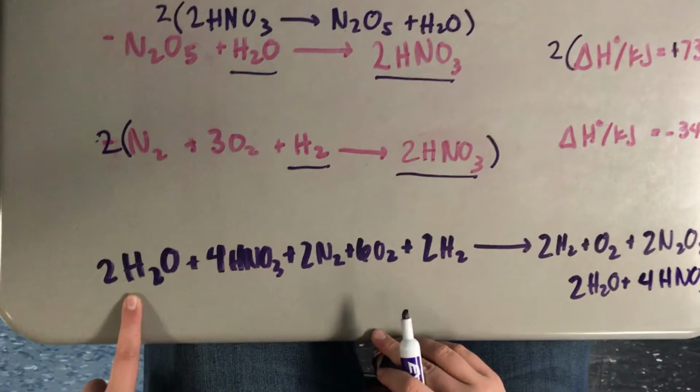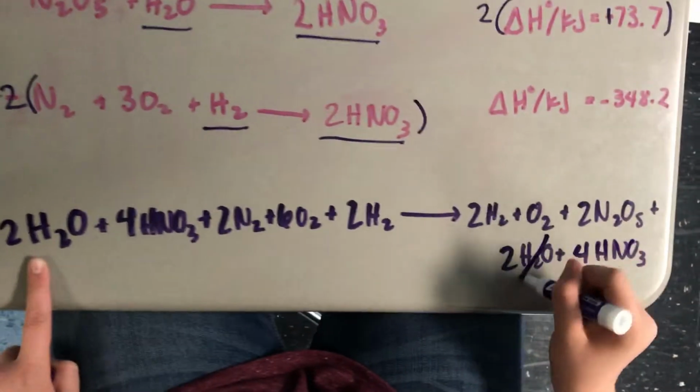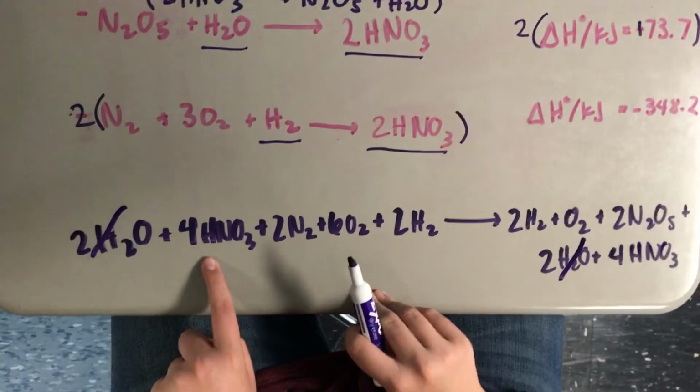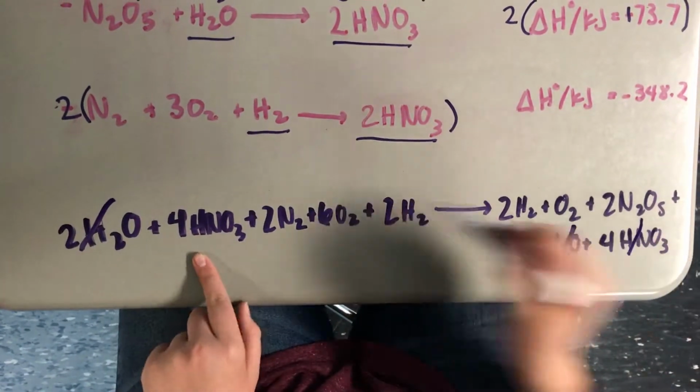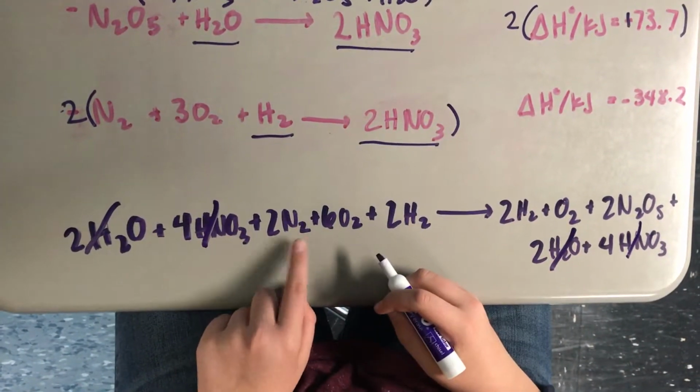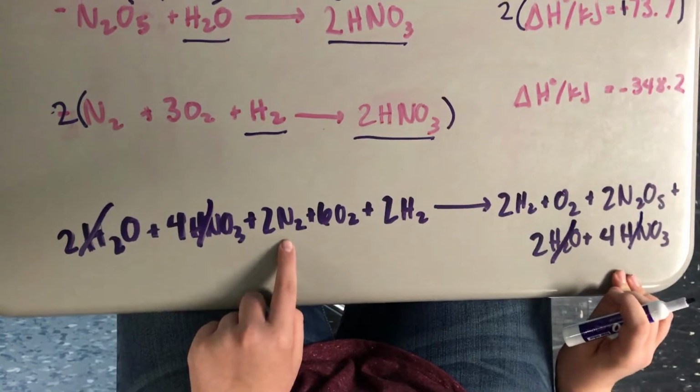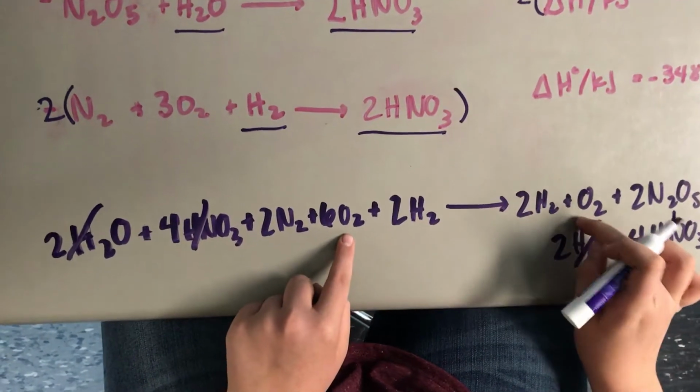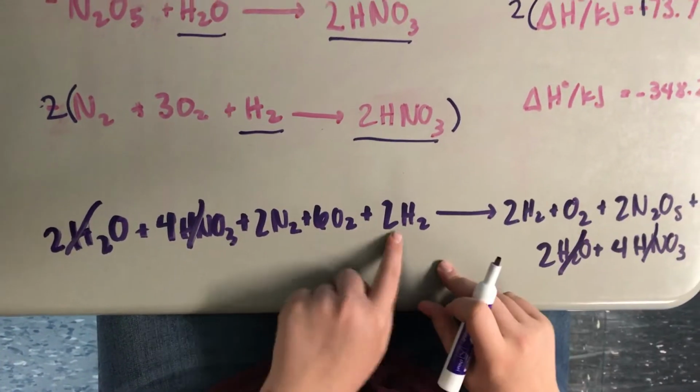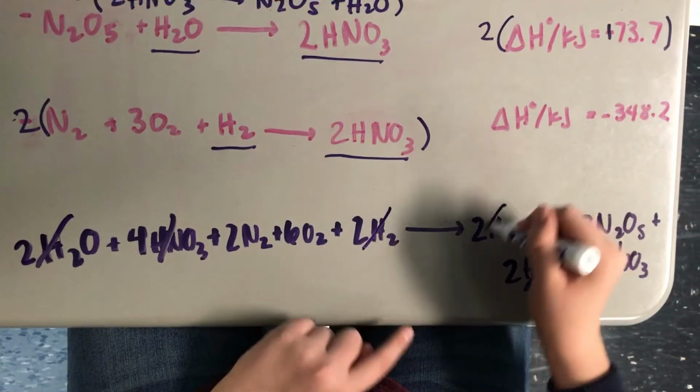So we know that the 2 H2Os are going to cancel, so you can cross those out. Next, 4 HNO3, that's going to cancel too on both sides. So the 2 N2, there's nothing to cancel out, so that stays. The 6 O2, there's an O2 on this side, but we'll come back to that. And then the 2 H2s will cancel.